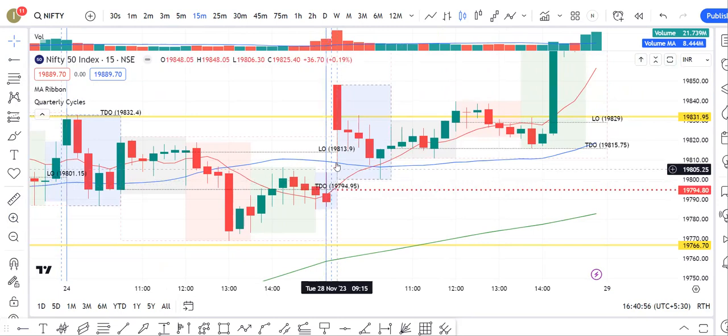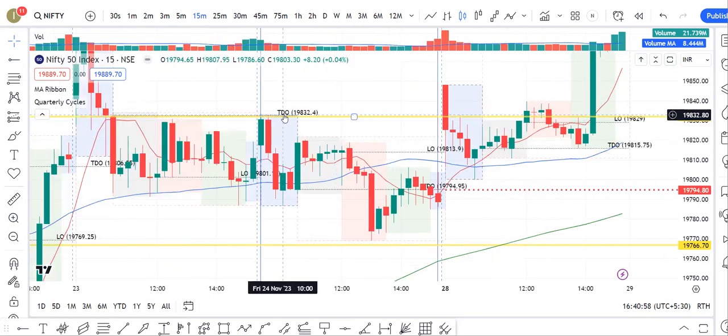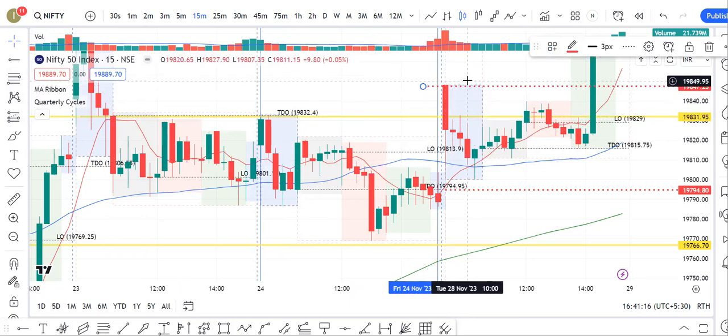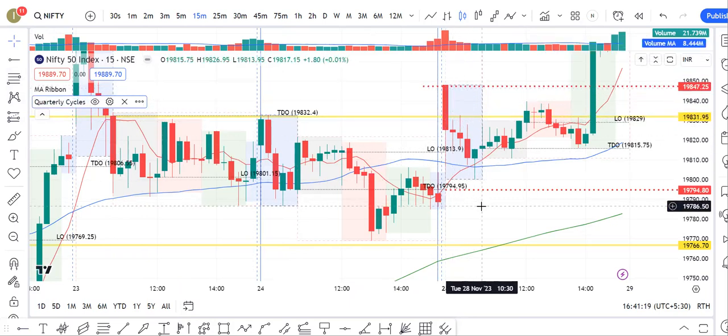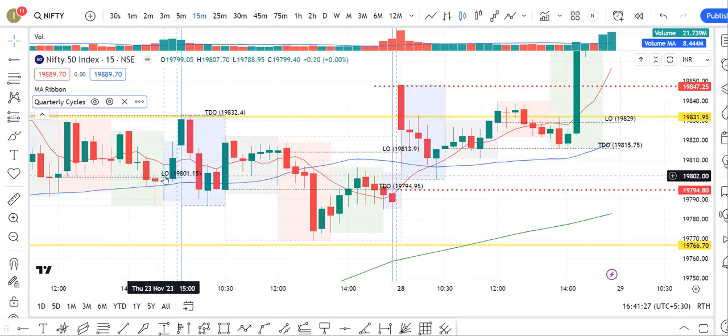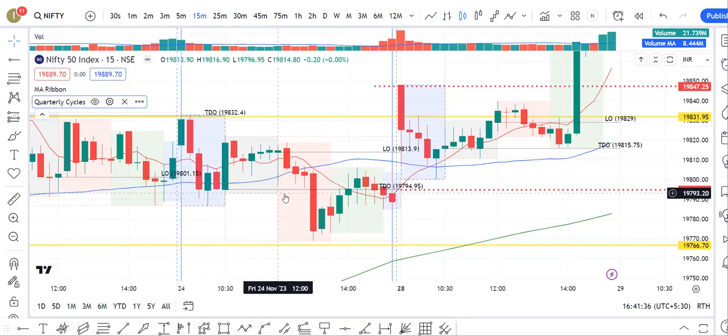See, in the morning, it started moving up, opened above this level. It opened here, 848, and then it started moving downwards. Today's open was here. And it started moving down, but this level, the true daily opening of the previous day and also the low of the previous day, 19,801, which has been plotted previous to previous day, that was the guideline for us.